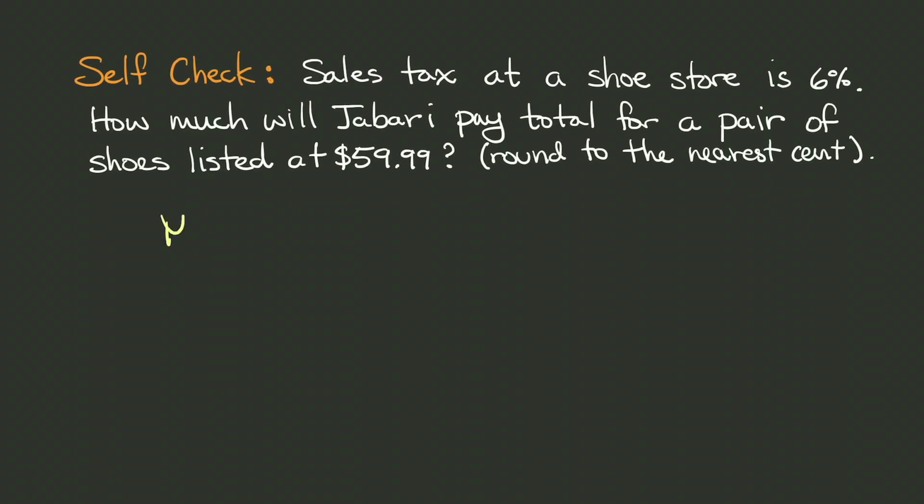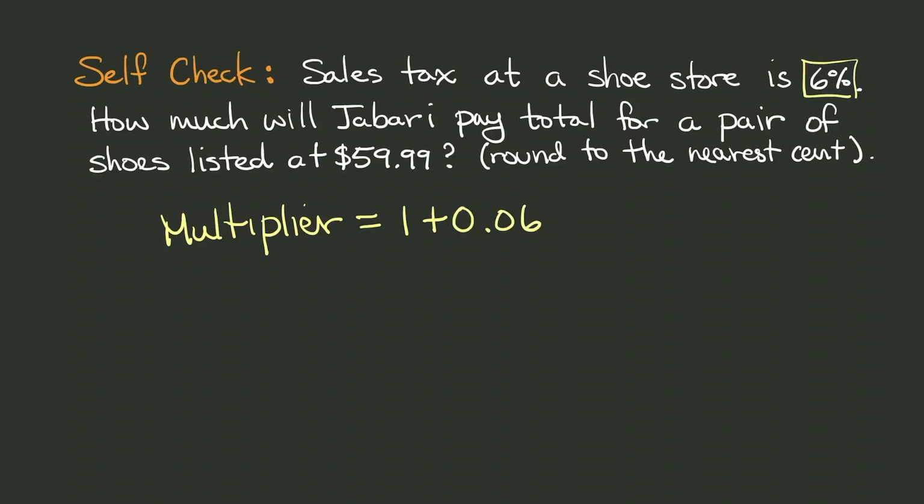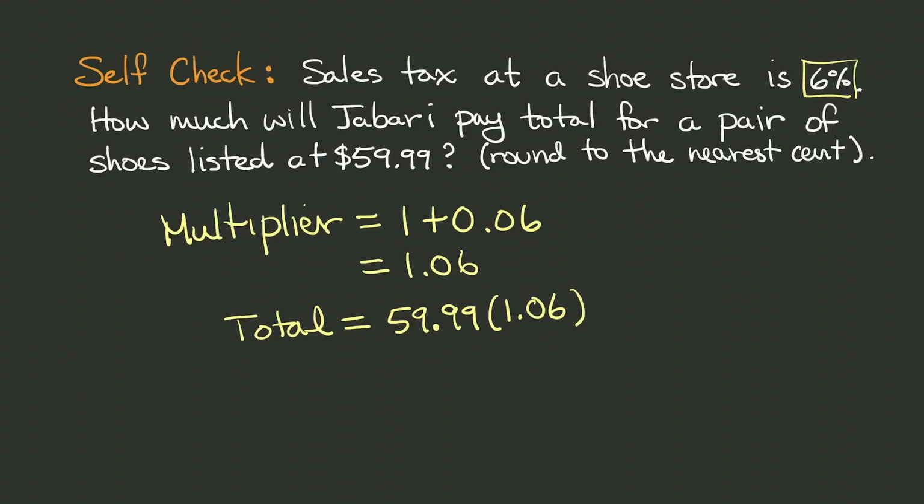The first thing that we'll need is the multiplier. We want the new total, and so we'll take the original, the list price, and multiply it by this multiplier. To get the multiplier, we'll take 1 plus the percentage written as a decimal, which is 0.06. And so we're going to end up with 1.06 as our multiplier.